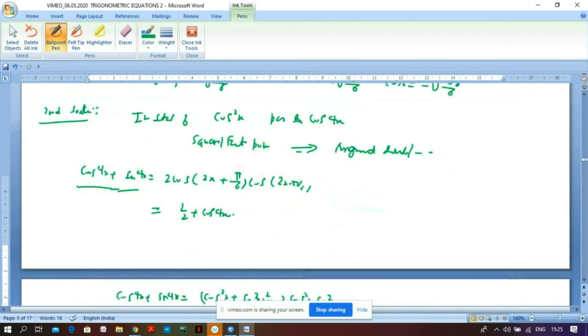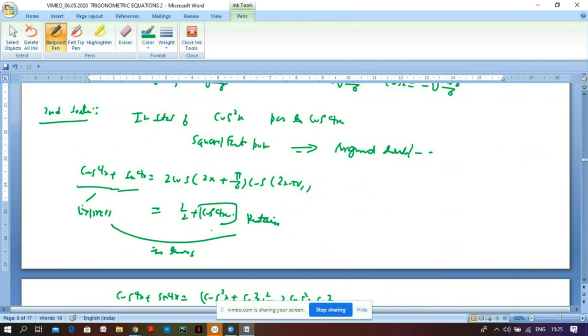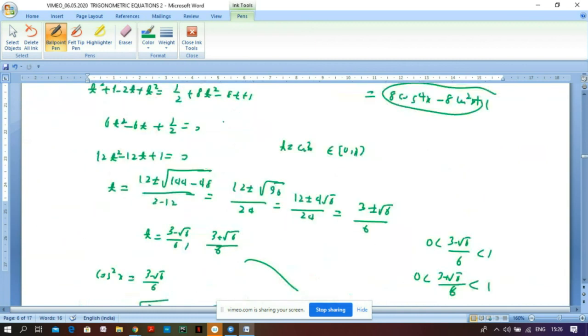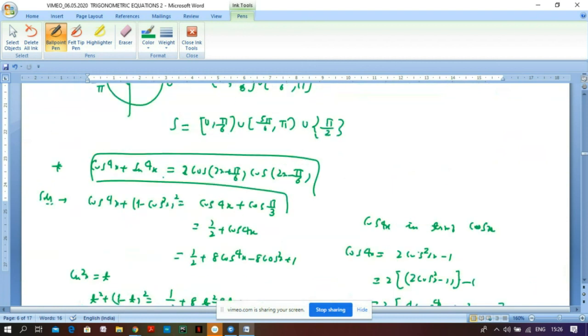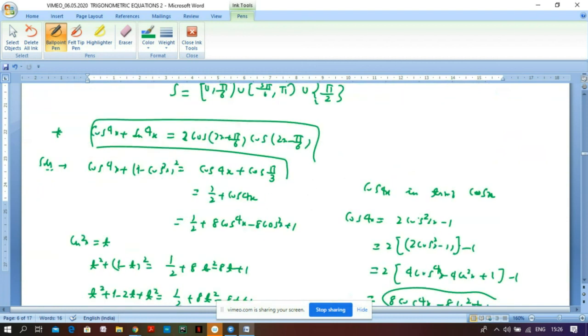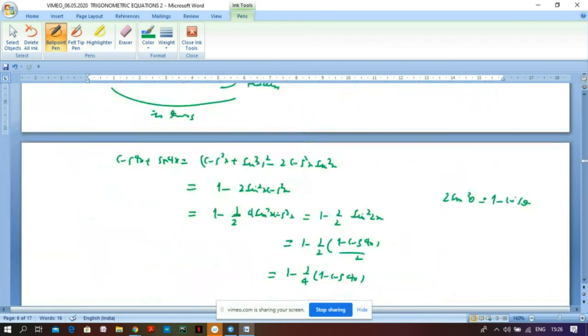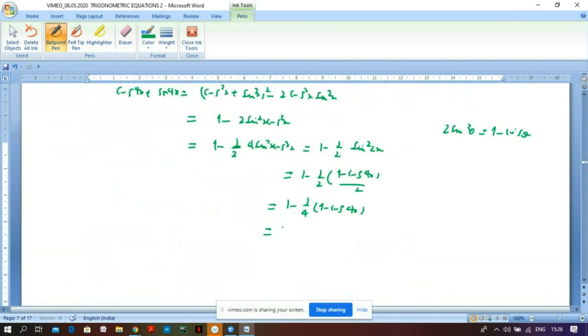So cos 4x, retain this, and express in terms of this. Earlier we did just the opposite. You can check, we retained this one, and then we got this one. Now this becomes 3 over 4 plus 1 by 4 cos 4x.